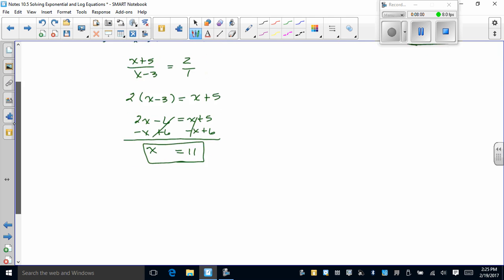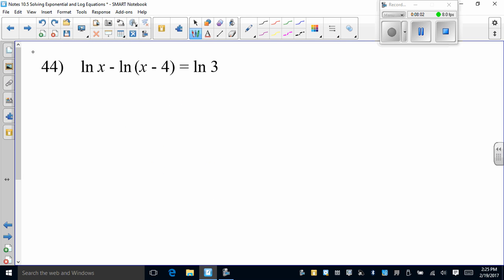Okay, I have x is going to be greater than 0, and then I have the other, x minus 4 has to be greater than 0, so x would have to be greater than 4. There's my domain. The minus sign means divide, so I have the natural log of x over x minus 4 equals the natural log of 3.